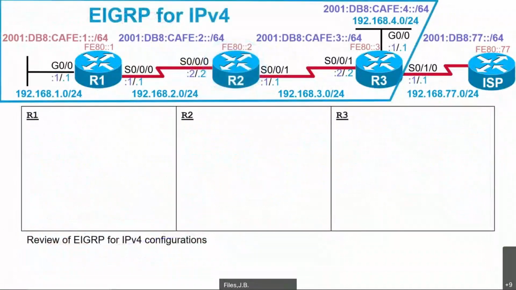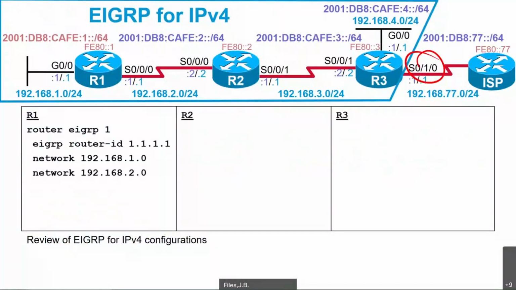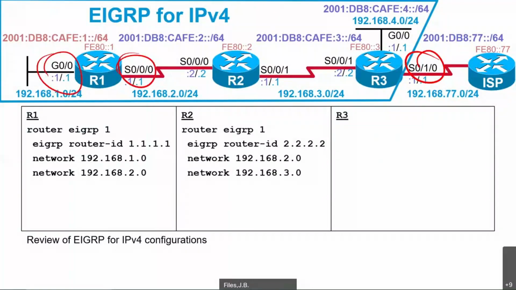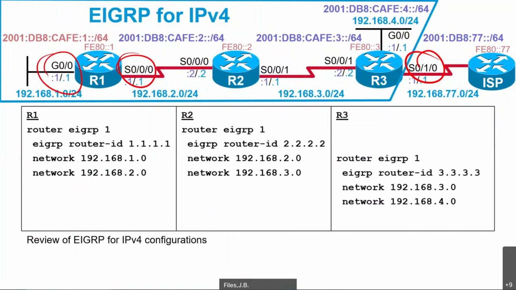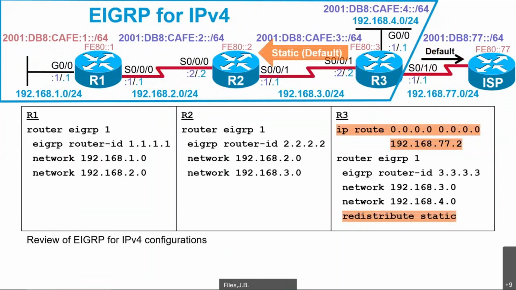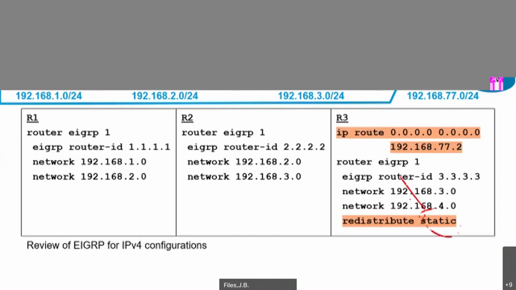So let's see what EIGRP for IPv4 looks like on the routers. Okay. So we're not including any WAN interfaces at this point. So router eigrp 1, there's the router ID. We're using network commands. We're using the classful networks, right, for the two interfaces. Doing the same thing over here and doing the same thing over here. Here we have a static route for a default route, and then we're going to redistribute static. So we're going to take all those static routes and put them into the EIGRP routing protocol. Okay. That to be advertised.